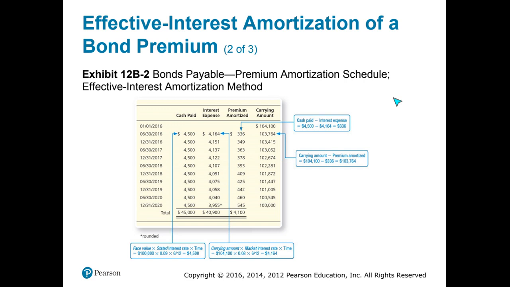For the premium amortized, we took the cash paid minus the interest expense. So 4,500 minus 4,164 leaves us with 336. And then the carrying amount, we took carrying amount minus premium amortized. So the 104,100 minus 336 leaves us with 103,764 carrying amount. So that's how we calculated that one. Does anyone have any questions on this one? No?